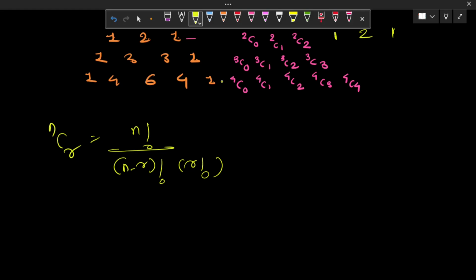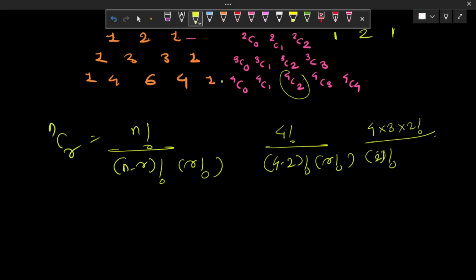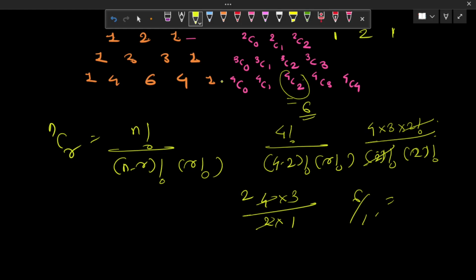Let's calculate a random element, say 4C2. It is 4 factorial divided by 4 minus 2 factorial times 2 factorial. Can I write this as 2 factorial and 2 factorial? Yes, we can. Now this gets cancelled. This is 4 into 3 and here is 2 into 1. So 2 gets 2, so 2 into 3 is 6. The answer for this is 6. You can calculate similarly for all of these.